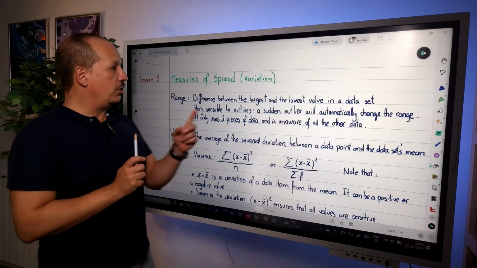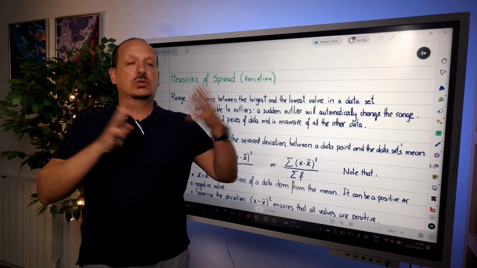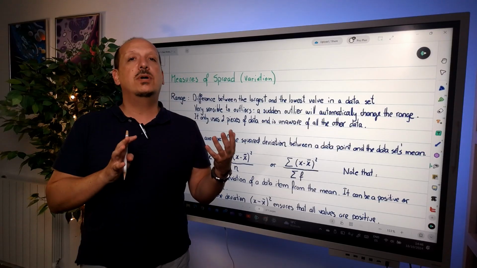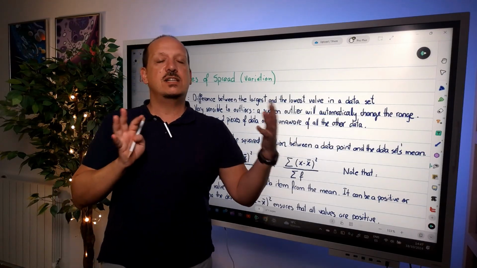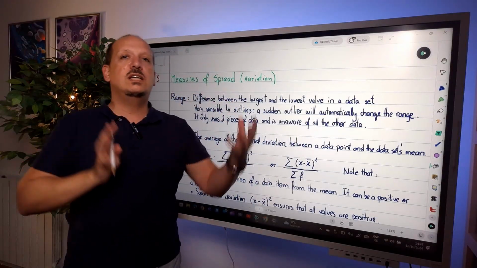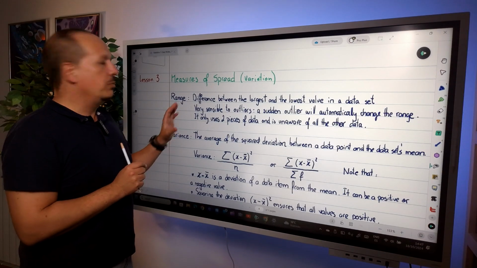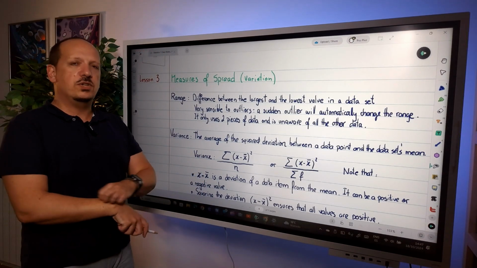On the other hand, it only uses 2 values out of the total number of data points that you have, regardless of what this number is: the smallest and the biggest. It doesn't have any consideration about all the other values that you have there. So for most situations, the range is not a good measure of spread, so we need something new.